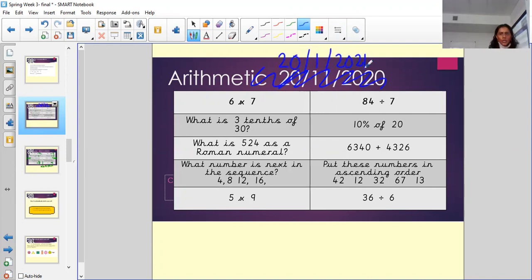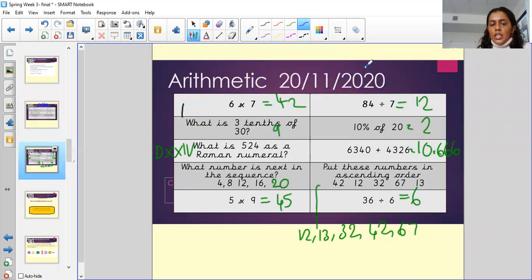So, here are your questions for arithmetic in today's lesson. I want you to have a go, pause the screen, time yourself, and see if you can beat yesterday's score. Don't spend too long on it. I would say a maximum of 5 to 7 minutes on arithmetic for today. Once you pause the screen and play it, when you're ready, I will reveal the answers to you.